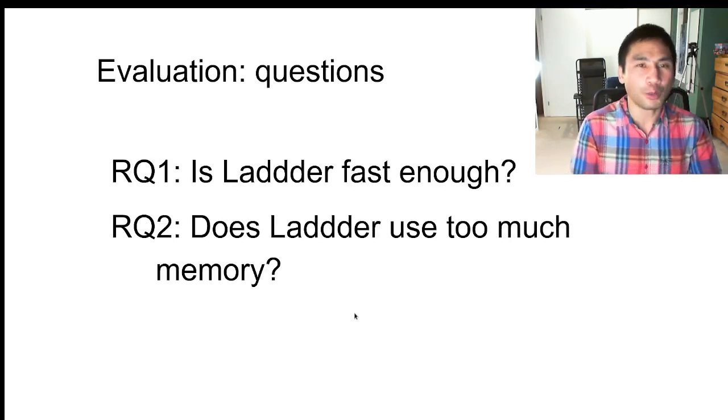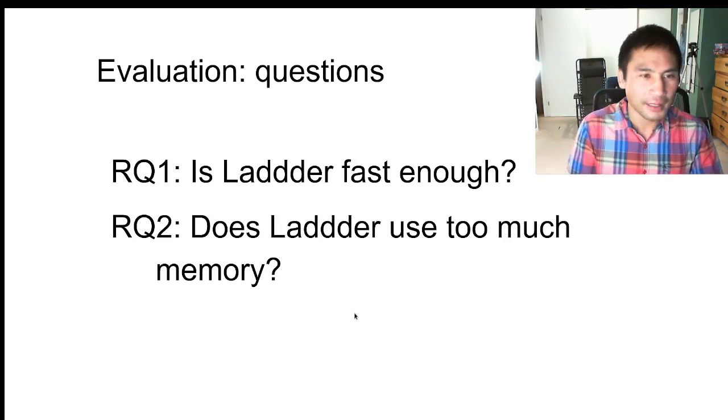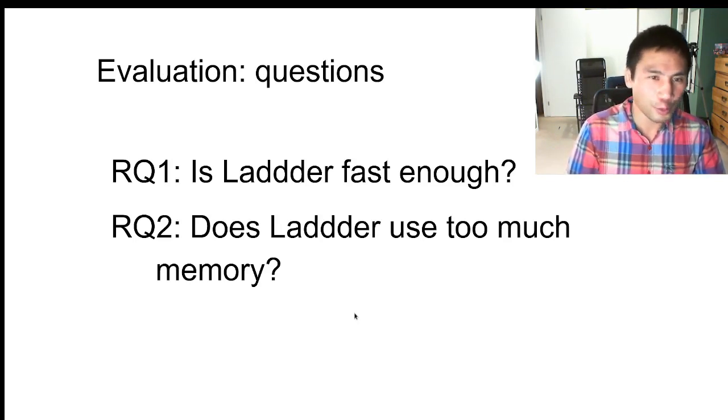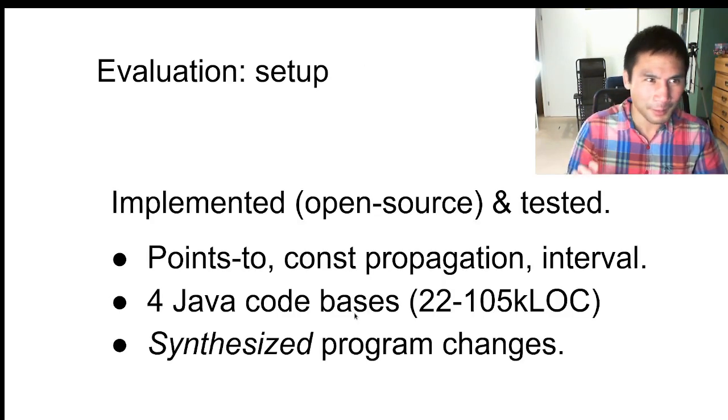All right, so we're almost there. Now we have this system, Ladder of 3Ds, and the two research questions they have are: is Ladder fast enough? And does Ladder use too much memory or not enough memory or whatever? It's probably good to state it in some sort of positive: is Ladder parsimonious enough on memory? I don't know. Not my paper.